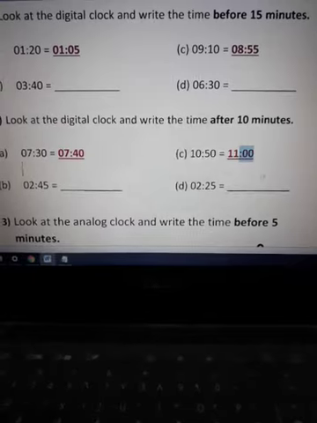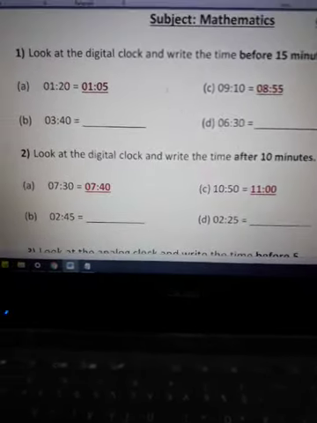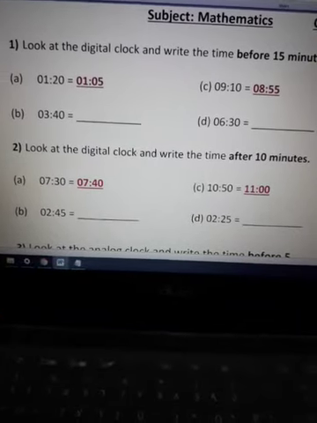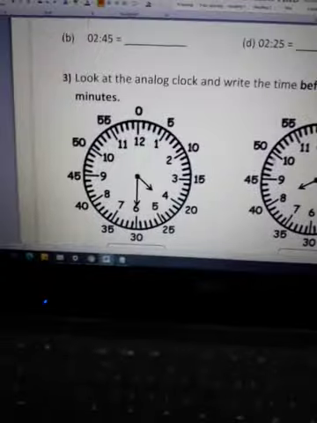So the remaining two questions you have to do by yourself. These are the two questions. By looking at the digital clock, we write the time before 15 minutes and write the time after 10 minutes. Okay, so now look at the analog clock.